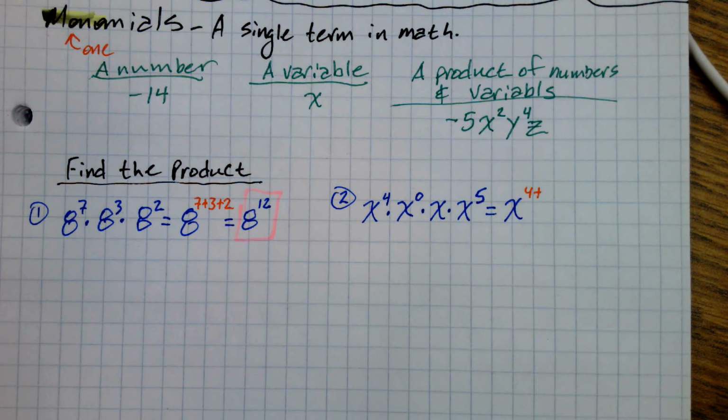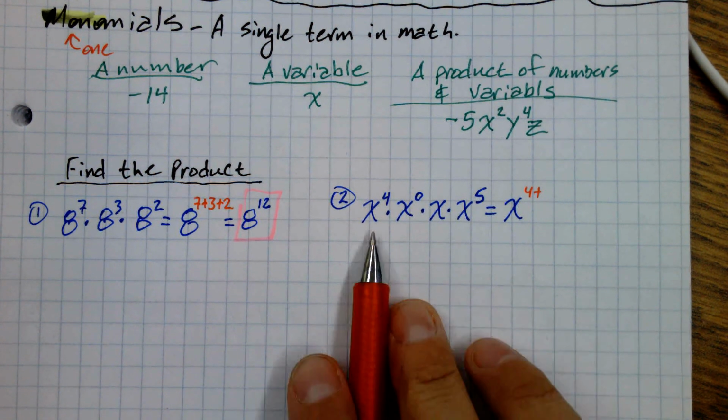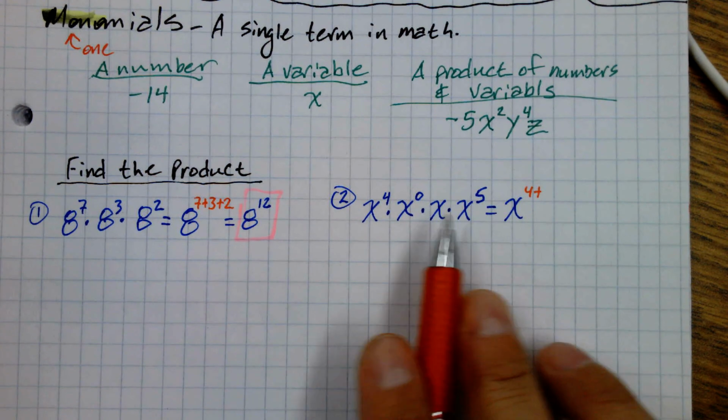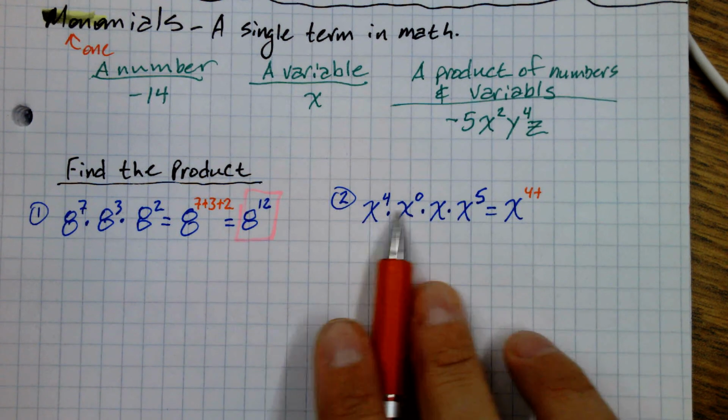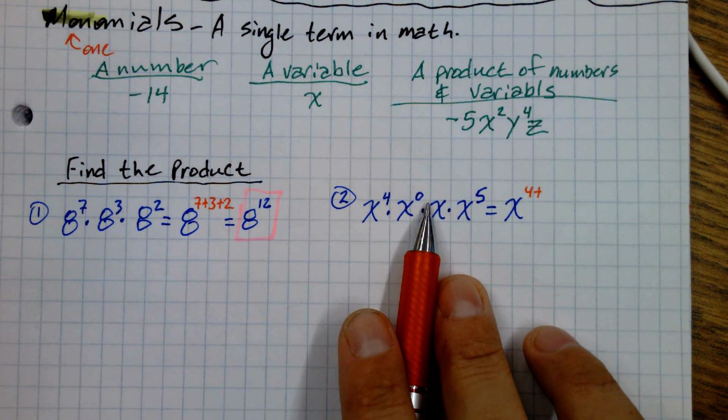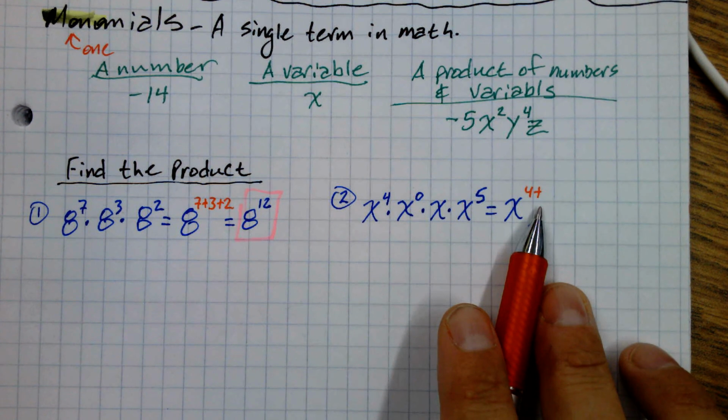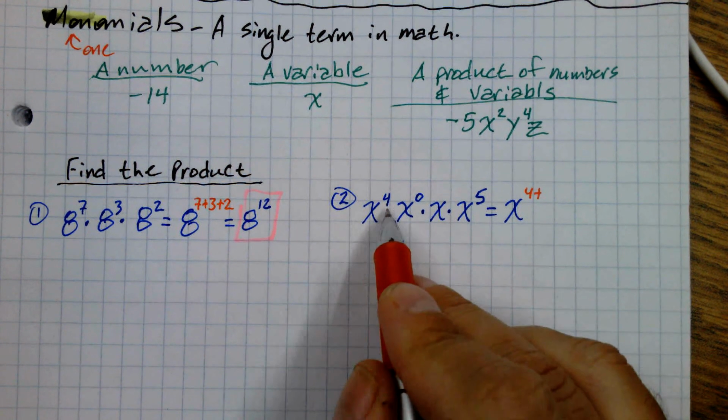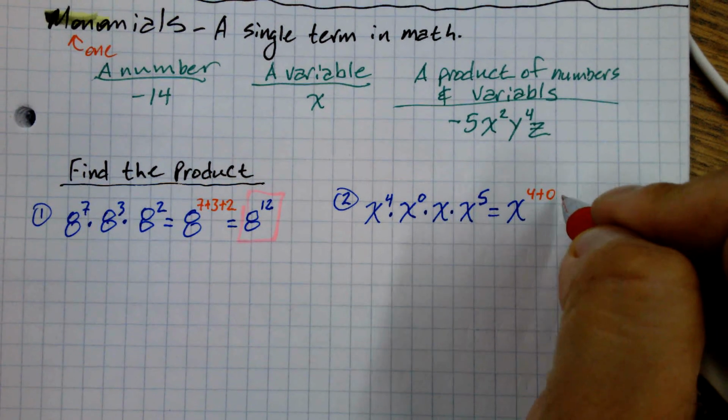Huh? Are we ever gonna do multiplication and division on this? Yeah. We'll get there. Well, technically we are. We're multiplying. But when we're multiplying powers with exponents, what do we do with the exponents? Add. So we got 4, we got 0.